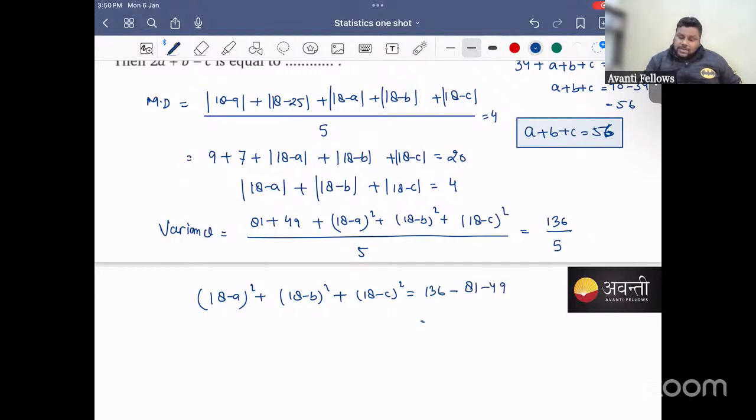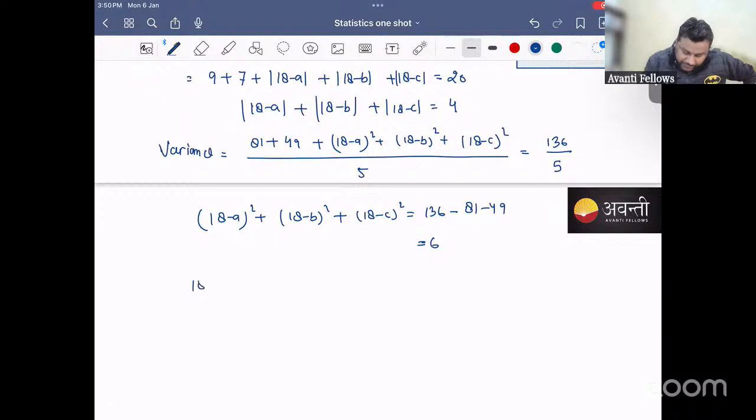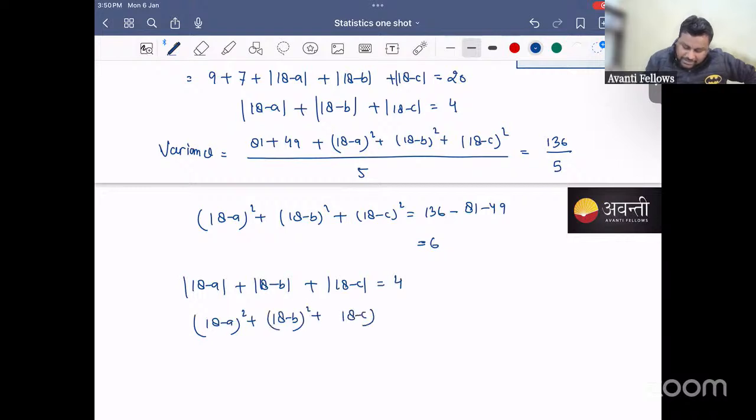That is 9 and 1, 10. 8 and 130. So it comes out to be 6. Now I have two relations. Two relations in a way. |18 minus A| plus |18 minus B| plus |18 minus C| is given to me as 4, and (18 minus A) square plus (18 minus B) square plus (18 minus C) square is given to me as 6. And also A, B, C are natural numbers.